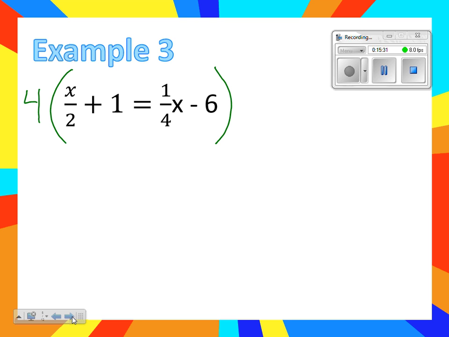How many things am I going to times to? I got 4 terms, so I need to times to all of them. So take a minute. All I want you to do is times 4 to every single term up here. And my question is this. How many of you are putting it into the calculator?